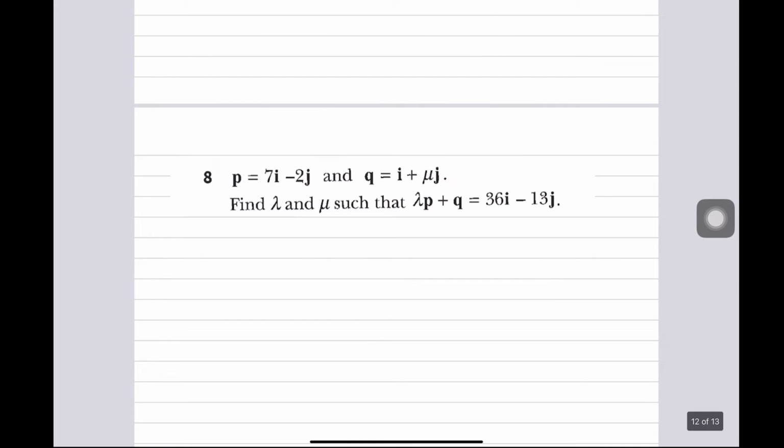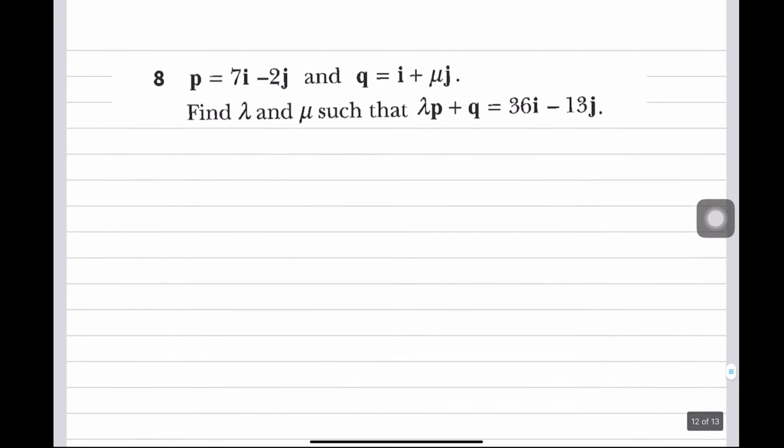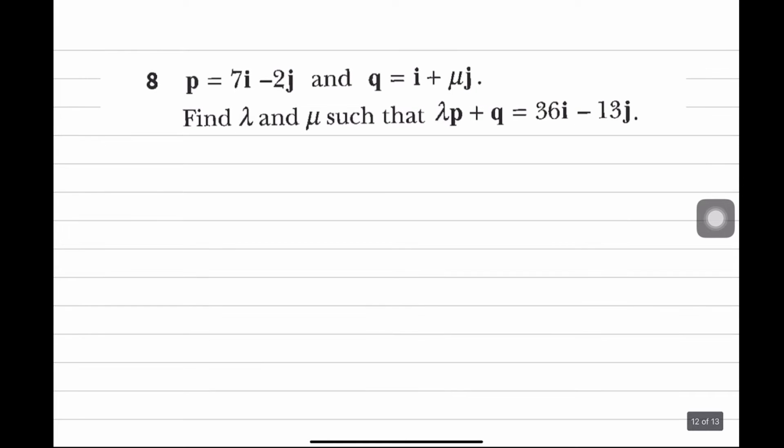So let's see what it says. It says find lambda and mu such that lambda times p plus q equals 36i minus 13j. Now one thing that you should keep in mind is that you will have to at some point solve it simultaneously. So it's best to start with that in mind, so you know where you're heading towards. When you know that you will have to eventually solve simultaneously, that means from the get-go you're looking for two equations.